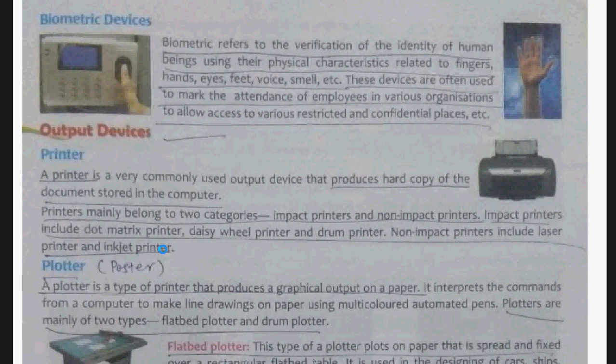Generally when we go to a photo studio, they use a laser printer for the photo printing. Generally in our school office and general office we will get the inkjet printer, and at the railway station, for the printing of the railway ticket, generally a dot matrix printer is used.